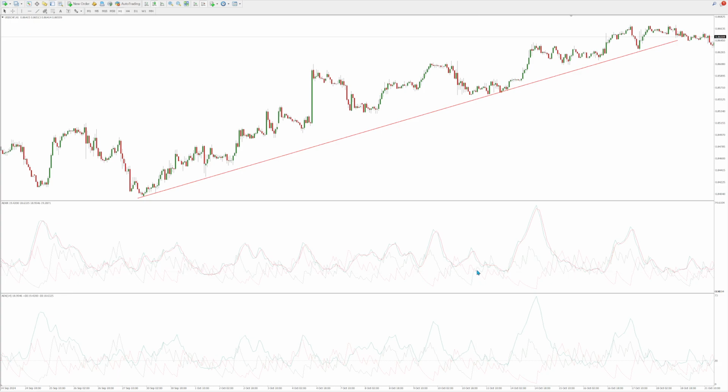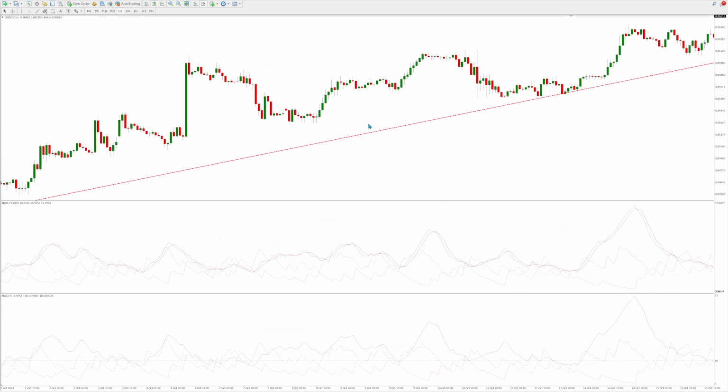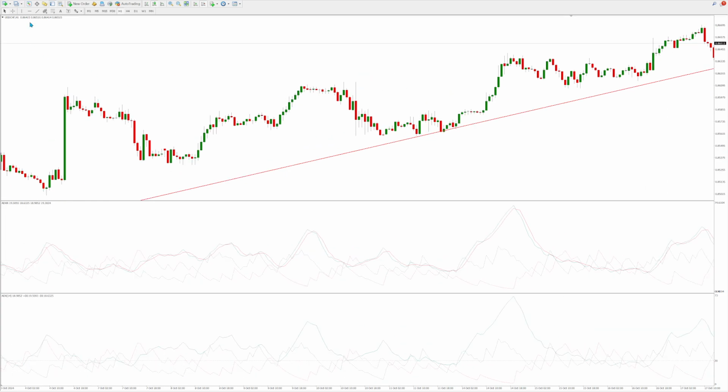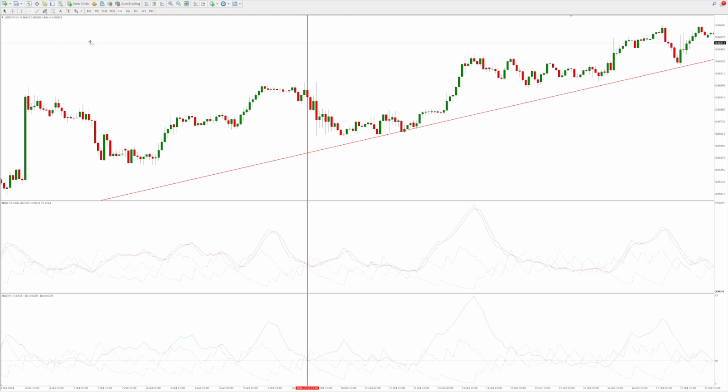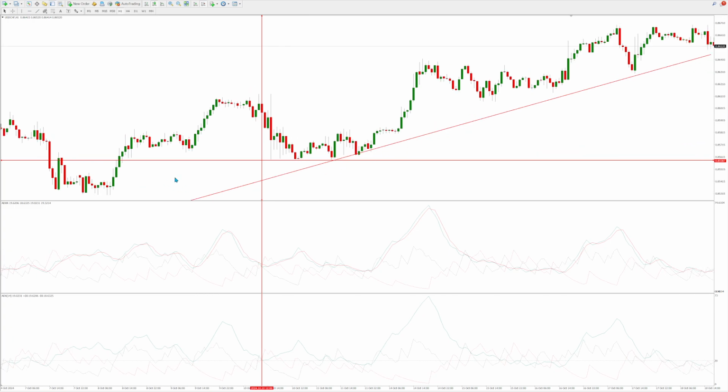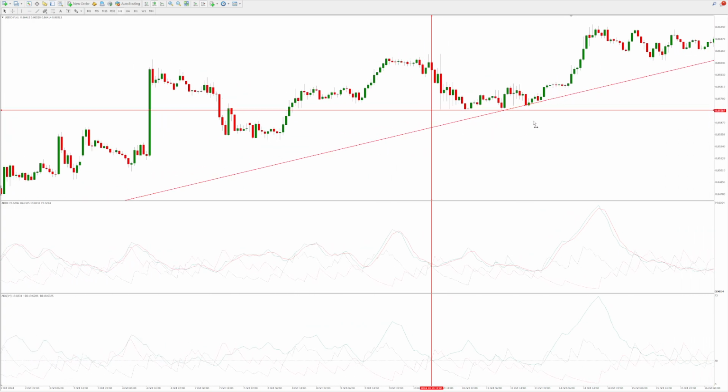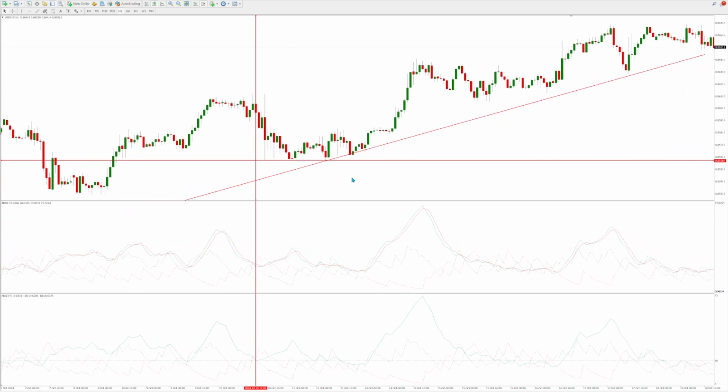Like wait for the red to cross the green. If we just zoom in on that setup, nice pullback here to the trend line. Okay, and when you see the red line cross the green line, it suggests a downtrend. So the downtrend does continue there, and now we see this level of support build up. We know we're in an overall uptrend because we're looking at the bigger picture.